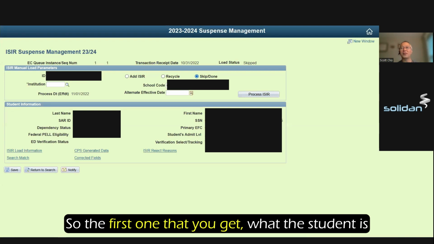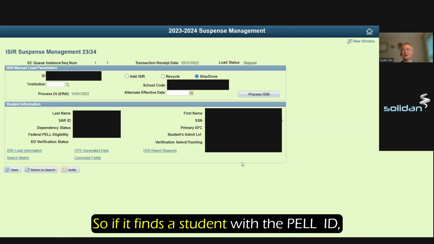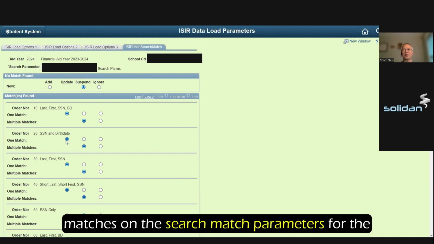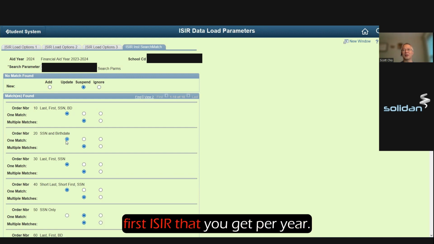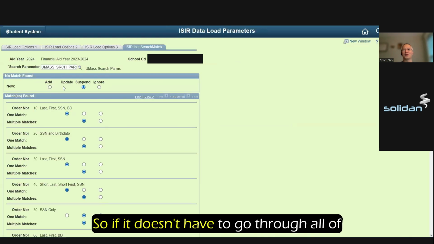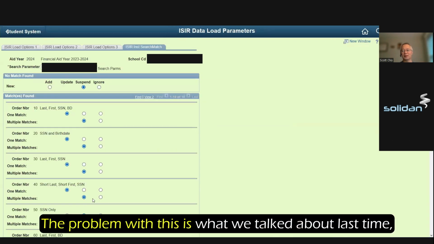So for the first one that you get, what the system is trying to do is match on the Pell ID. If it finds a student with the Pell ID, it ignores these search match parameters. So every year it does that. It only matches on the search match parameters for the first ISIR that you get per year. And the reason why it does that is speed. If it doesn't have to go through all of these search match parameters because it can match on this, that's what we want.